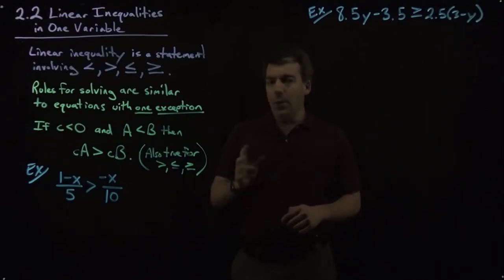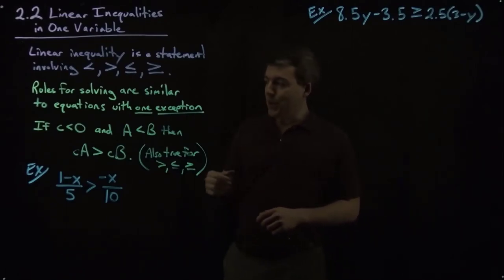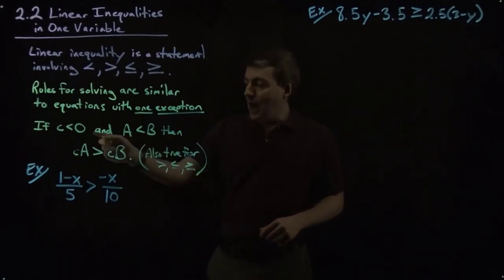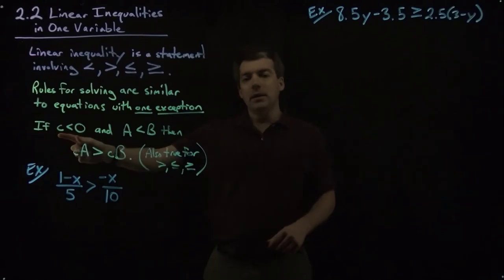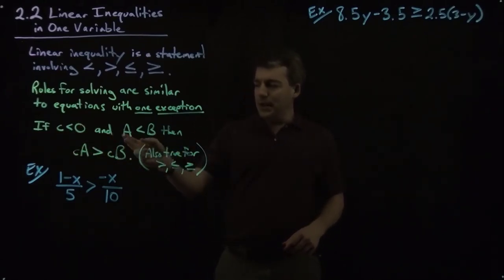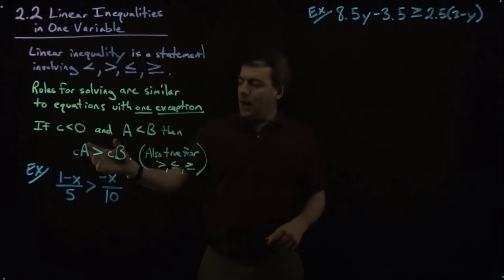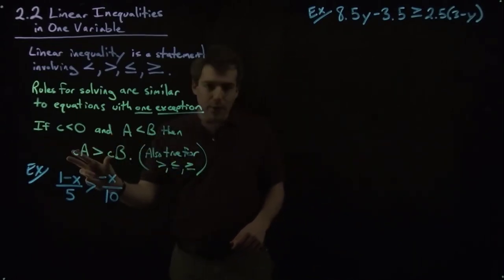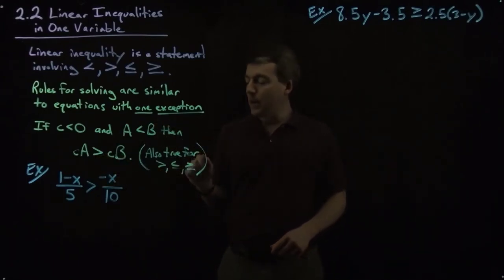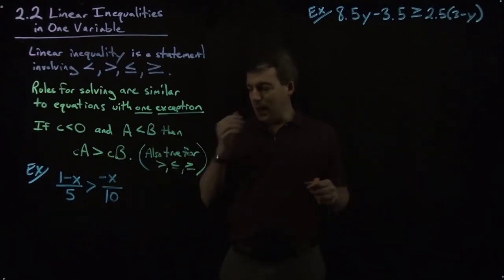with one exception. That exception is that if we have to multiply both sides of an inequality by a negative number, so this C here is a negative number, and we have some inequality that says A is less than B, then if we multiply that number on both sides of the inequality, we have to switch the inequality symbol. Right? Why is that?